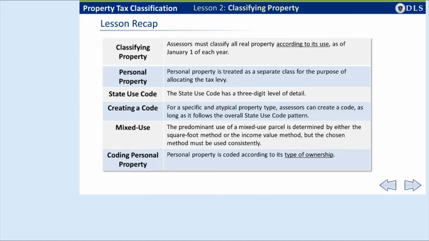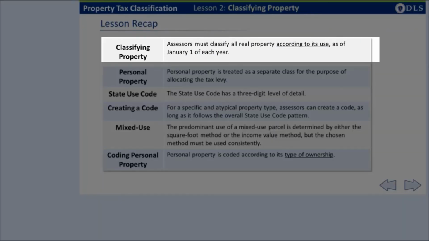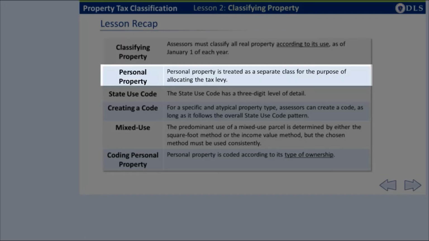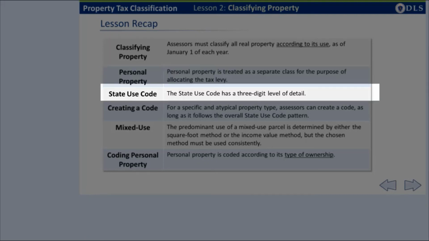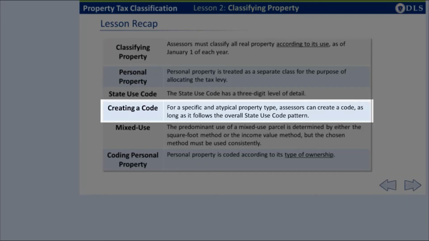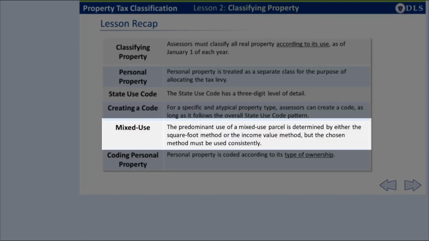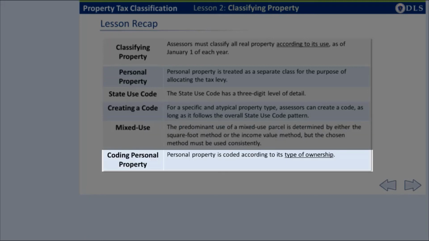Let's review what we have learned from this lesson. Assessors must classify all real property according to its use as of January 1st of each year. Personal property is treated as a separate class for the purpose of allocating the tax levy. The state use code has a 3-digit level of detail. For a specific and atypical property type, assessors can create a code as long as it follows the overall state use code pattern. The predominant use of a mixed-use parcel is determined by either the square foot method or the income value method, but the chosen method must be used consistently. Personal property is coded according to its type of ownership.